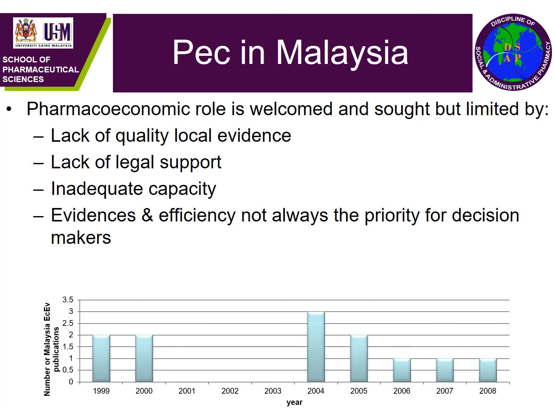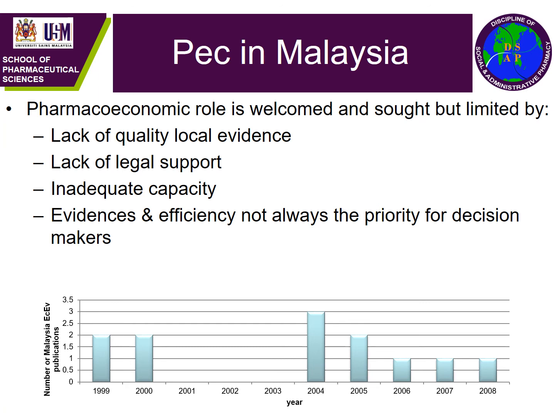But the pharmacoeconomic evidence that we have, unfortunately, is limited. Because number one, we usually have a lack of quality local evidence. We do not have much evidence of epidemiology, especially. We do not have the incidence, the prevalence of some important diseases, or perhaps the longitudinal data of the change that can happen when patients experience the disease.